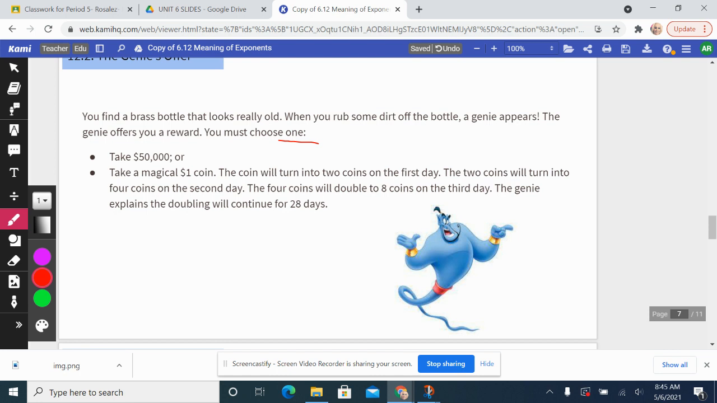The coin will turn into 2 coins on the first day. The 2 coins will turn into 4 coins on the second day. The 4 coins will double to 8 coins on the third day. The genie explains the doubling will continue for 28 days. That 28 days is important, and that 50,000 is going to be important.